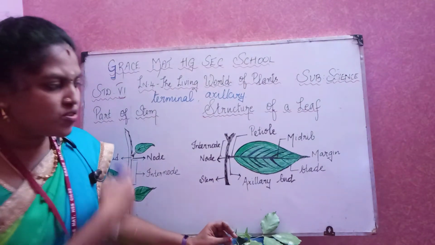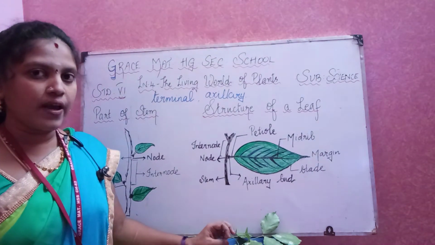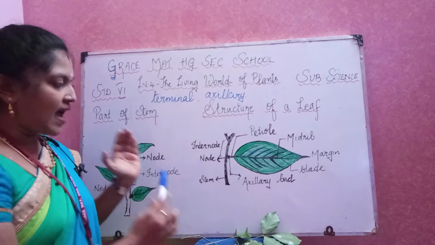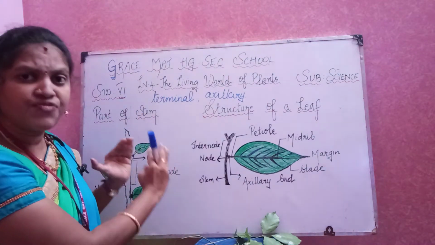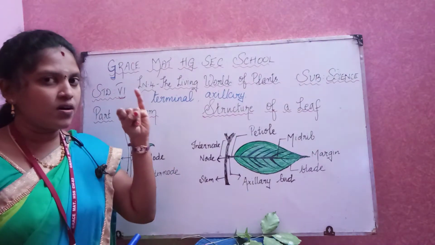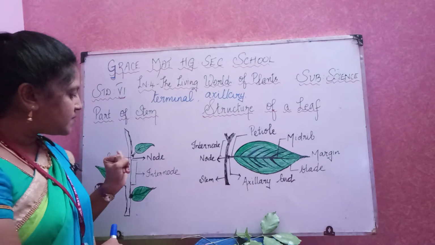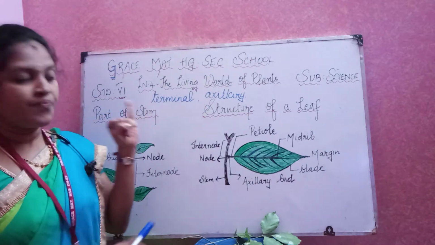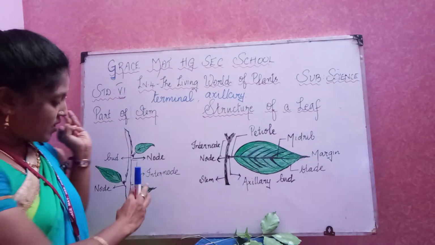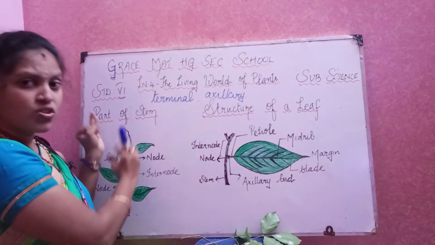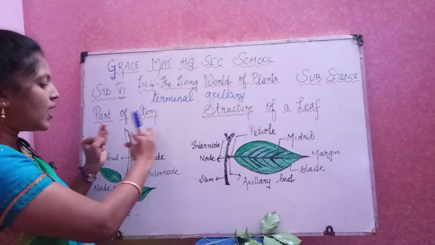Now let's know about the functions of the stem. So what are the functions of the stem? Stem supports the branches, leaves, flowers, fruits, all this. So the first function of the shoot system, the stem, is supporting the leaves, branches, all these things. Next, what does it do? It conducts and gives all the nutrients, water, minerals, everything to the leaves.